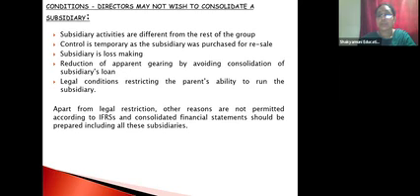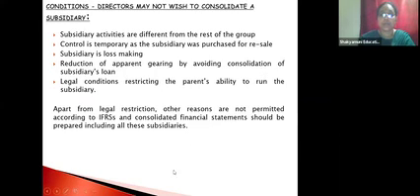except for the legal restriction, other reasons are not permitted according to IFRS, and consolidation is required even if the subsidiary is loss making, even if the subsidiary is having huge loans, even if control is temporary, even if the subsidiary's activities are different from the parent's activities. This is also a very important condition that you people should be aware of.